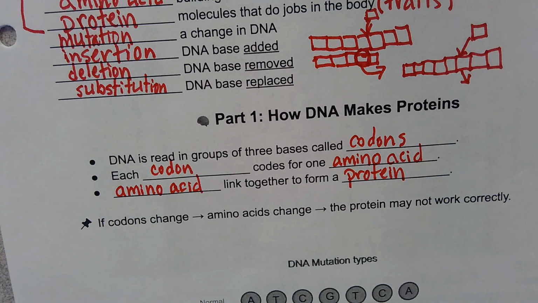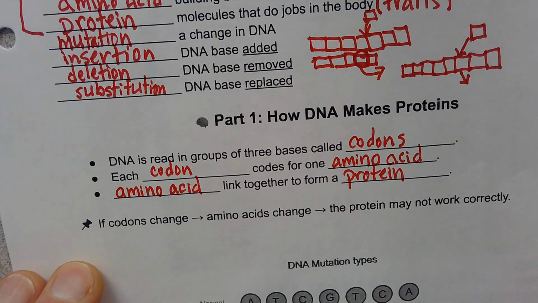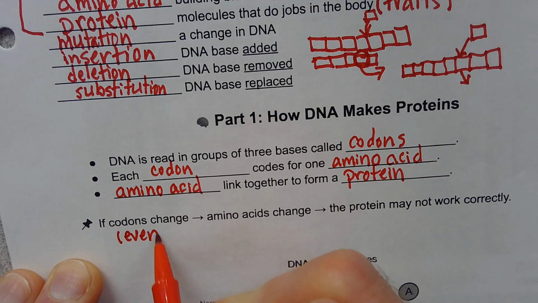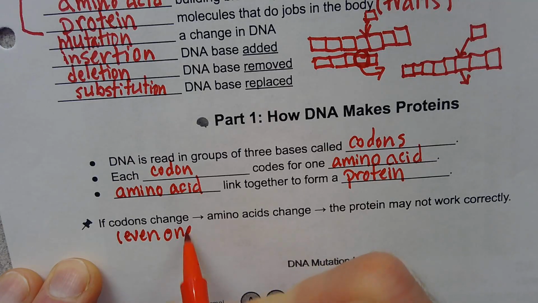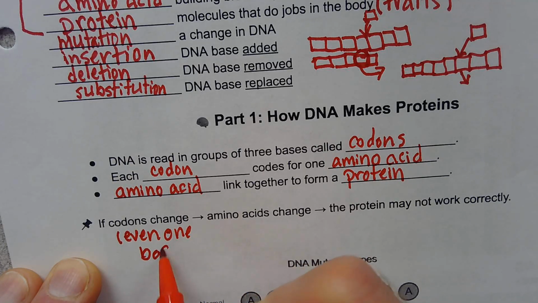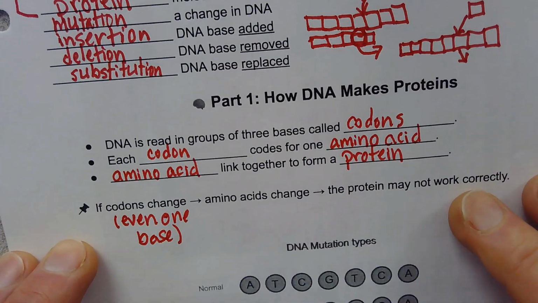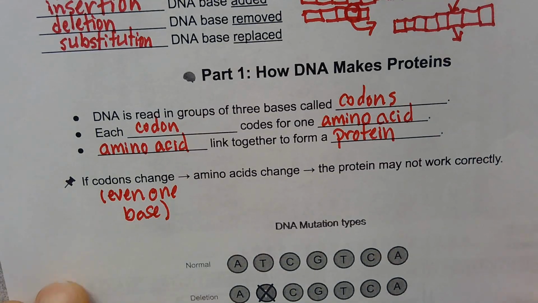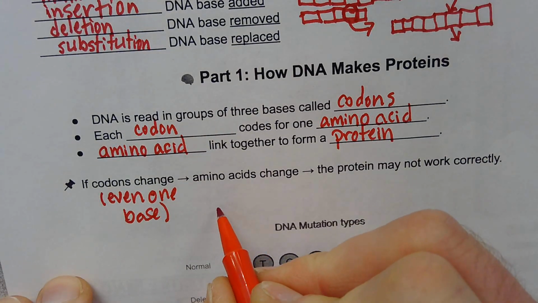So this is the result. This is why mutations are a big deal. Because if the codons change, even if one base in the codon changes, the amino acids change, that means the protein may not work correctly. So even if it's one base, sometimes it's more than one base. Even one base. So it's this chain reaction or chain effect.